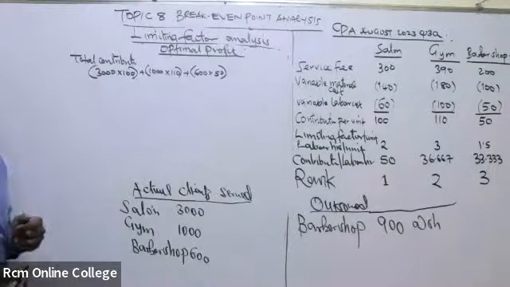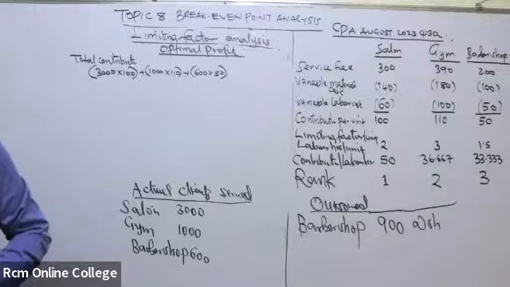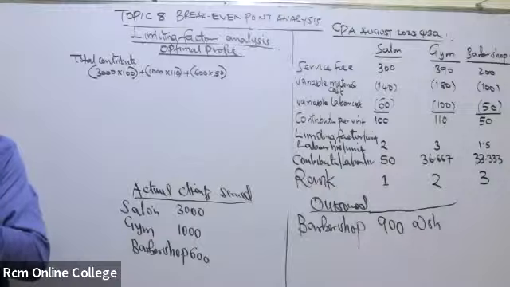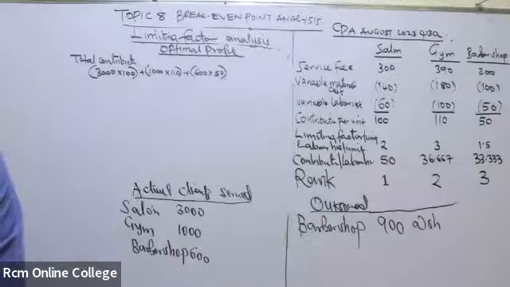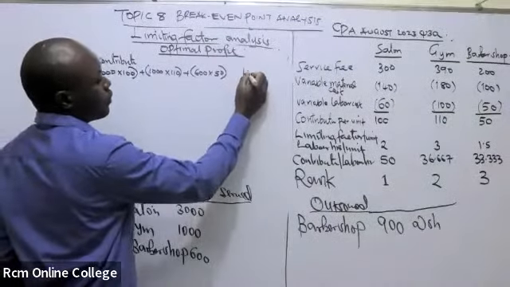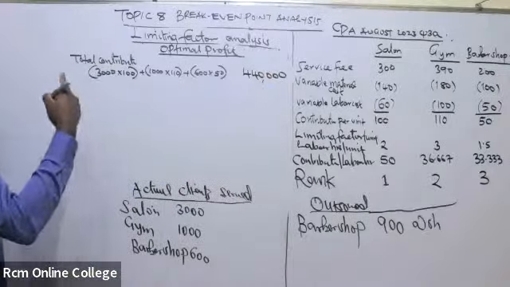So when you do that, you will get total contribution. What is your total contribution? 3,000 by 100, that is 300,000, plus 110,000, plus 30,000. What are we getting? 440,000. Then we now less the fixed expenses.